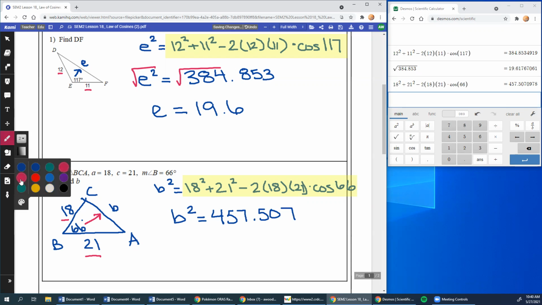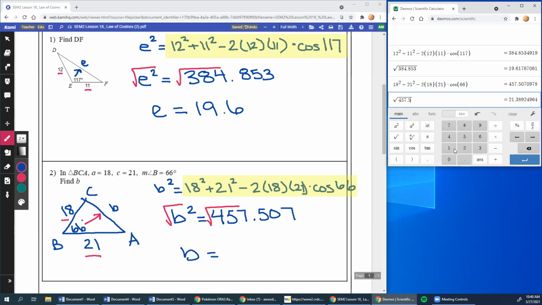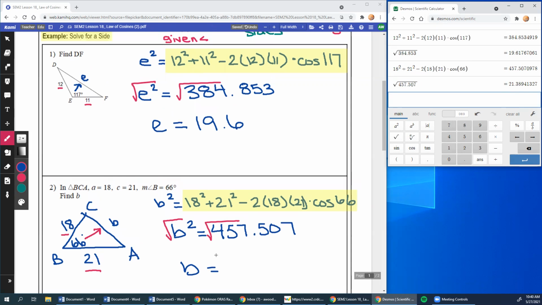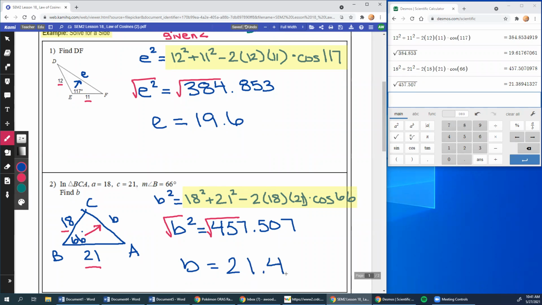457.507. And now we take the square root of both sides. So the square root of 457.507. And there we go, 21.389. So we're going to round to 21.4. And there we go. That's finding a side.